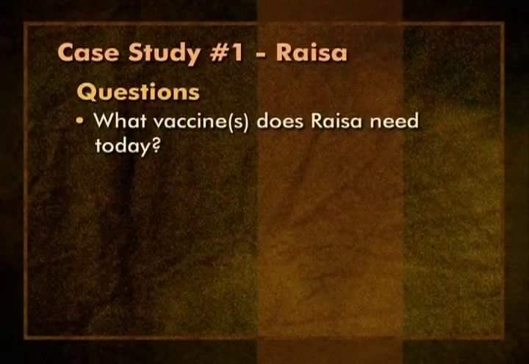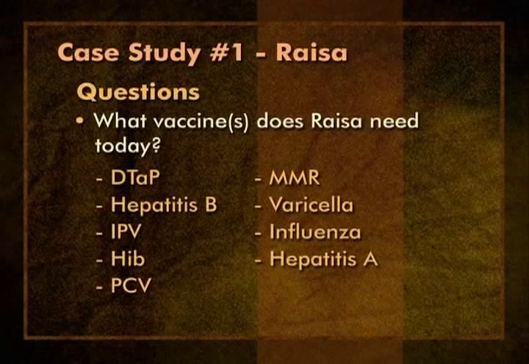Here then is the first question about Raisa. What vaccines does she need today? Now keep in mind that what Raisa needs and what she can receive may not be the same. Today, Raisa needs DTaP, hepatitis B, IPV, Hib, pneumococcal conjugate vaccine, MMR, and varicella vaccine. Since 5 weeks have passed since her first dose of influenza vaccine, she should also receive her second dose now. She also needs hepatitis A vaccine if your state or county is doing a catch-up hepatitis A vaccination program.